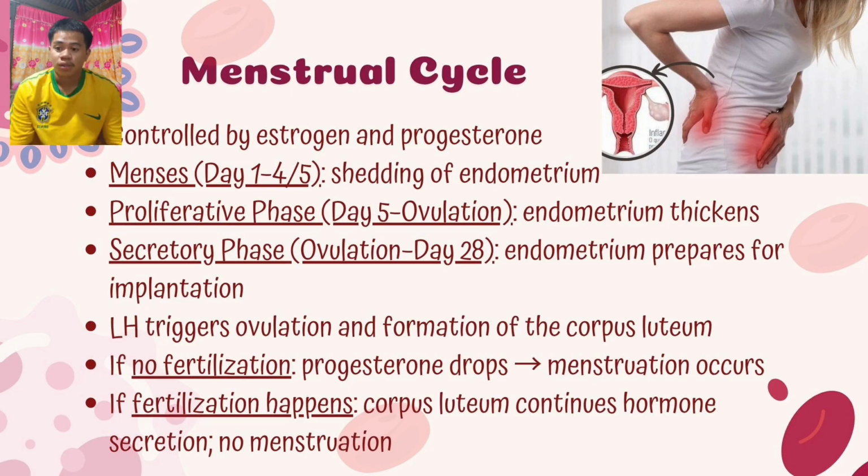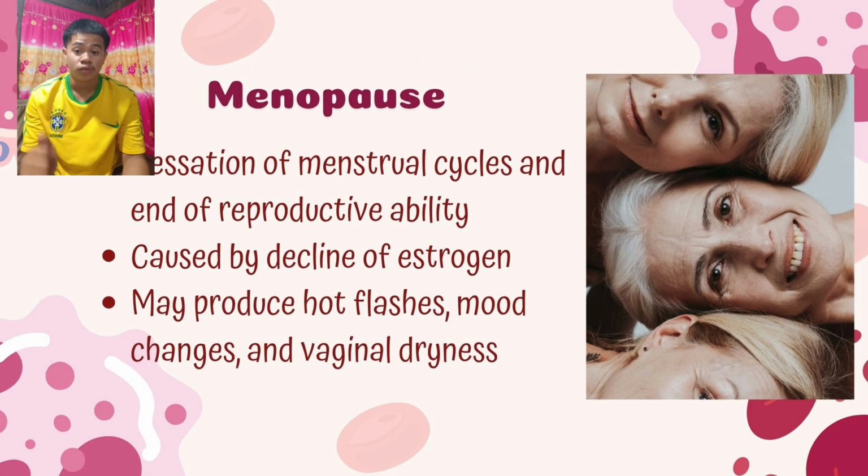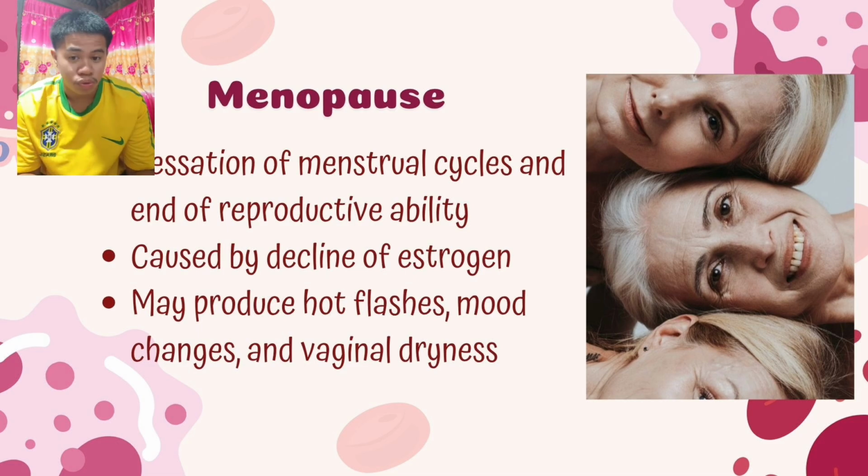The menstrual cycle is controlled by estrogen and progesterone. The lining of the uterus sheds as menses, regrows in the proliferative phase, and becomes ready for pregnancy. In the secretory phase, the LH triggers ovulation. If no fertilization occurs, progesterone drops and menstruation occurs.